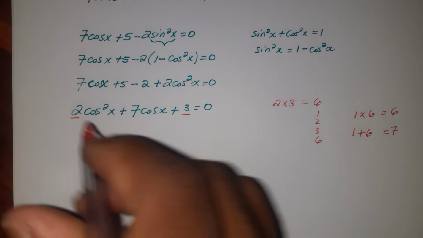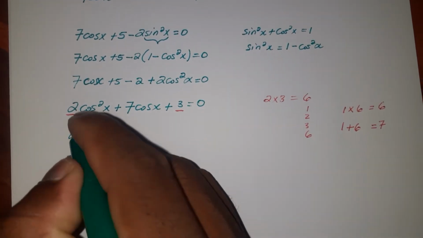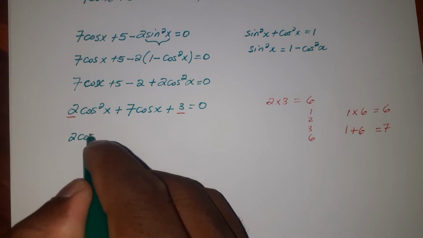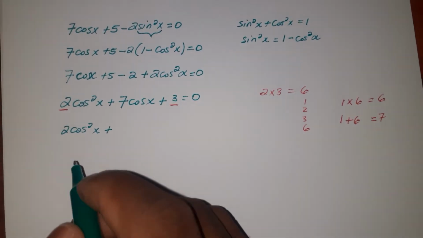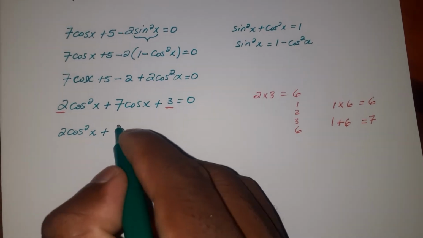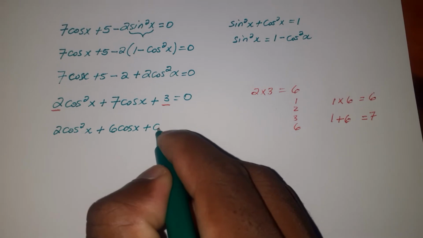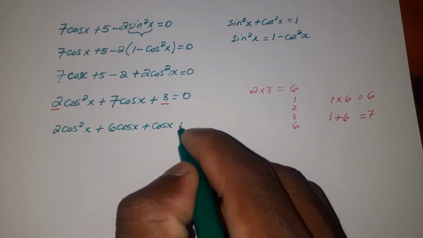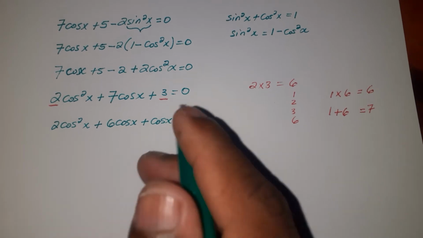So we now come back. Here we write 2 cosine square x plus, instead of writing 7 cosine x, we now replace by 6 cosine x and cosine x plus 3 equals to 0. If you want, you can put 1 there, but it's not necessary.